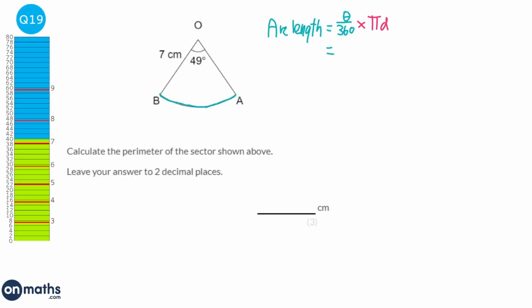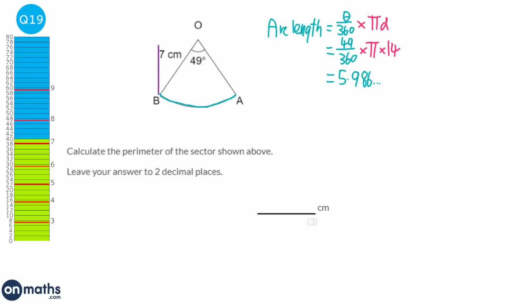And so that's going to be 49 over 360 times pi times the diameter, and the diameter would be twice the radius. The radius is 7, so it would be times 14. When we do all of that, we get 5.986, blah, blah, blah. But that is not the perimeter yet.